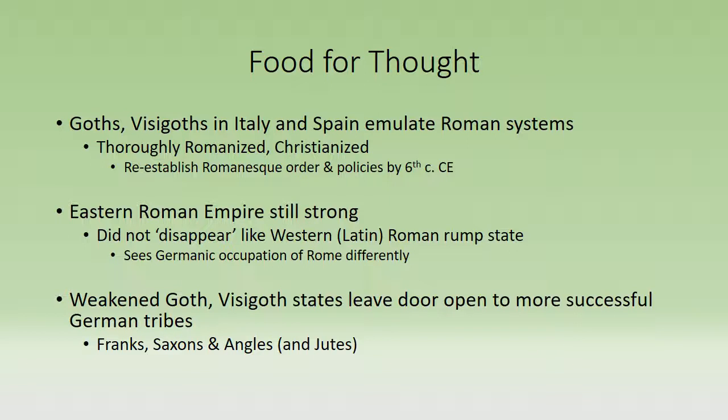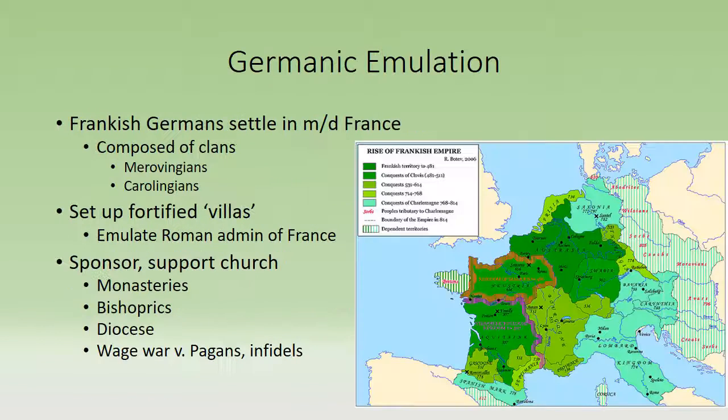The weakened Goth and Visigoth states later on leave the door open to a more successful German tribe, or a set of German tribes that are less successful in recreating Roman ideas, Roman language, Roman administration, to one degree or another. A good example of this would be the Franks that I mentioned before, and the Angles and the Saxons, and of course the Utes. So Germanic emulation of the Roman way of empire was actually very genuine. Rome was the yardstick by which other European societies measured themselves.